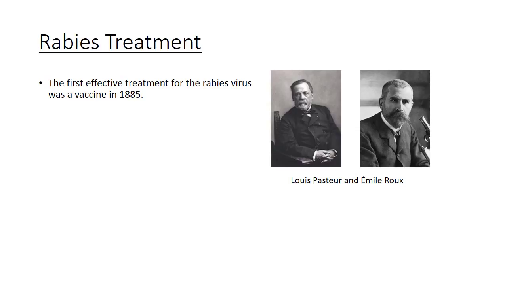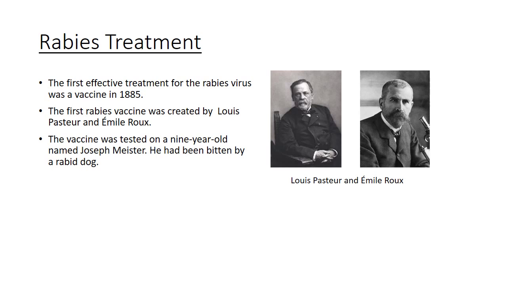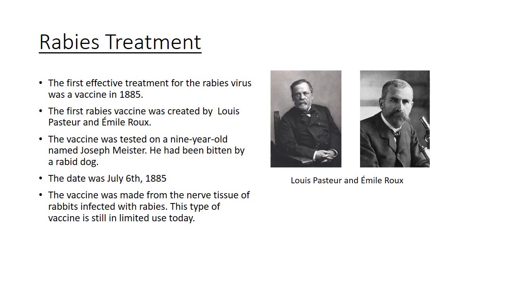Rabies treatment. The first effective treatment for the rabies virus was a vaccine in 1885. The first rabies vaccine was created by Louis Pasteur and Emile Roux. The vaccine was tested on a 9-year-old named Joseph Meister. He had been bitten by a rabid dog. The date was July 6, 1885. The vaccine was made from the nervous tissue of rabbits infected with rabies. This type of vaccine is still in limited use today.